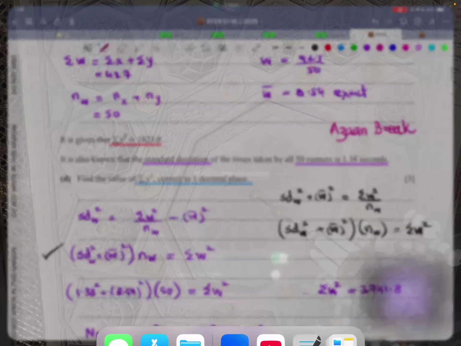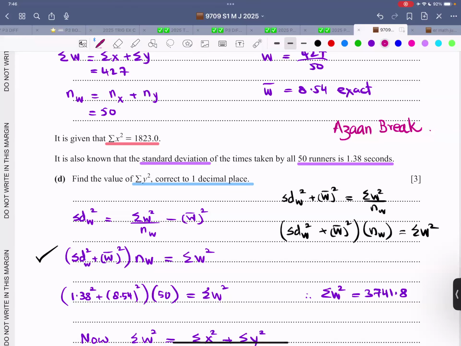Okay, people. So now let's continue. It says that it is also given that sigma X square is this much. It is also known that the standard deviation of the times taken by all 50 runners is 1.38 seconds. Find the value of sigma Y square.